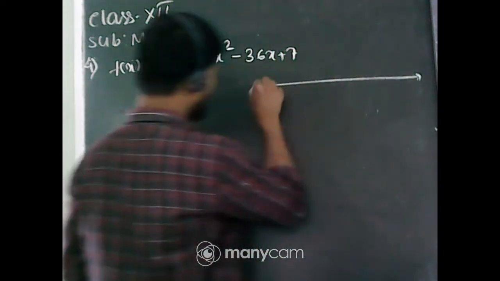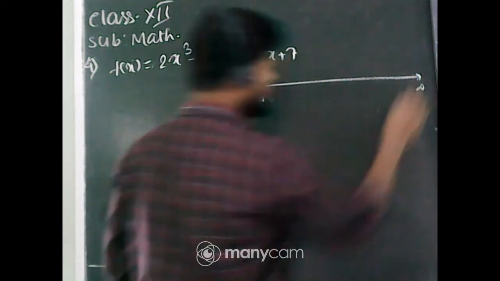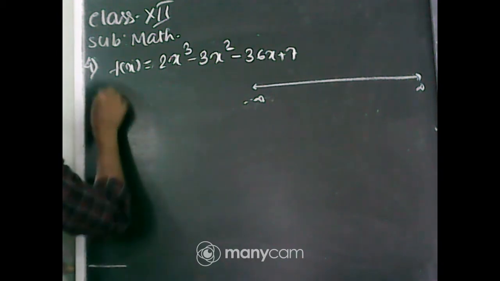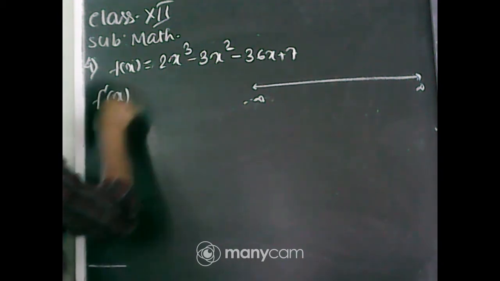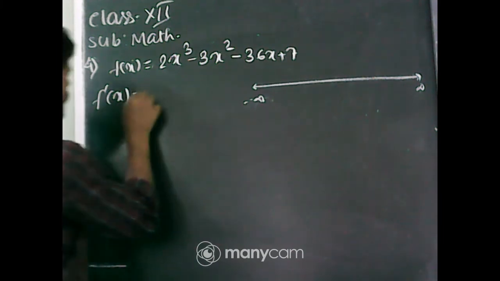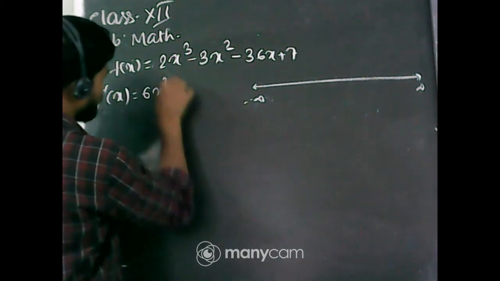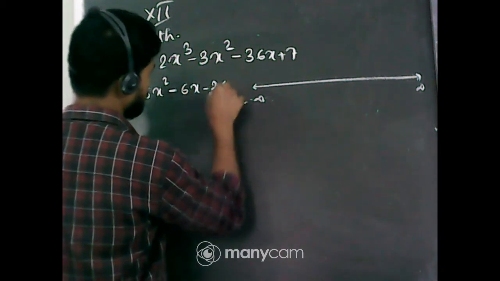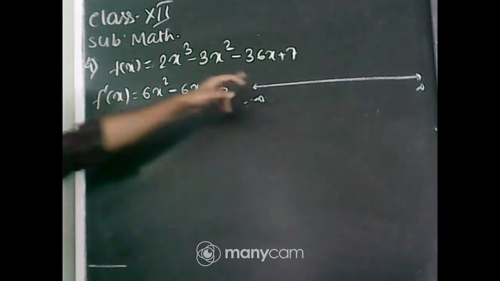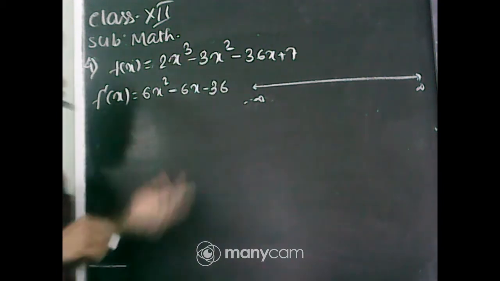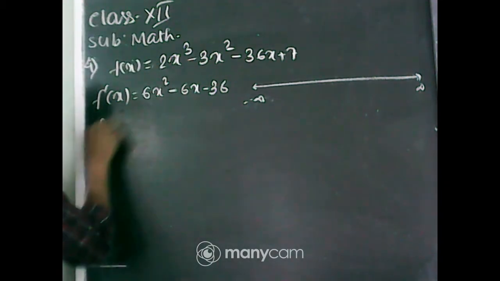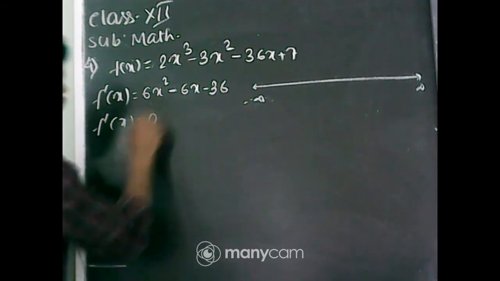So look here, the domain of the function is same, that is minus infinity to infinity. So find the f dot x. If I differentiate the function with respect to x, it will be 6x square minus 6x minus 36. Okay, and derivative of 7 is 0. Now here in that case we'll calculate its critical point. Now critical point is given by f dot x is equal to 0.